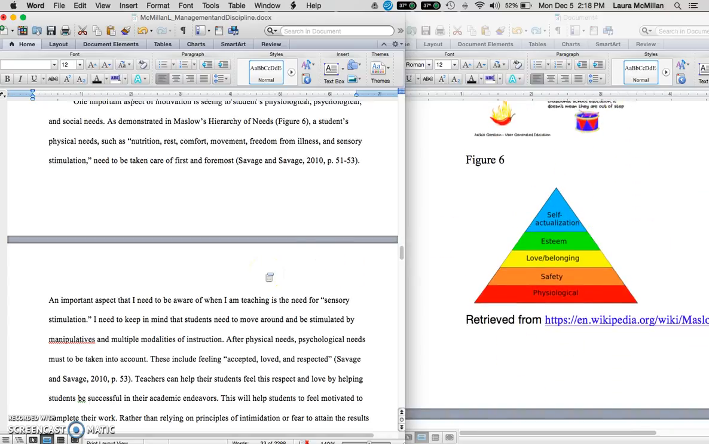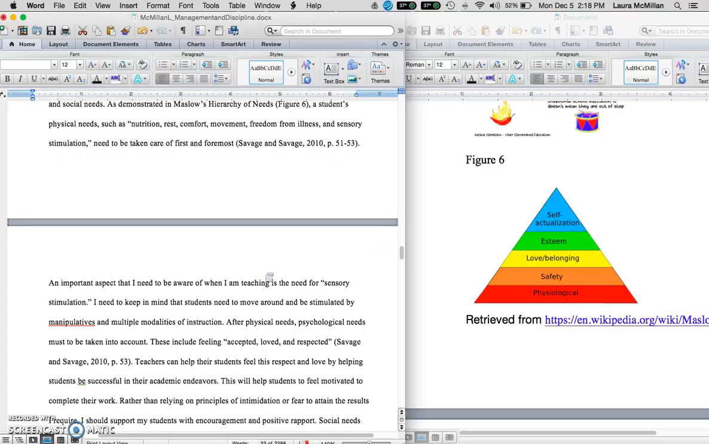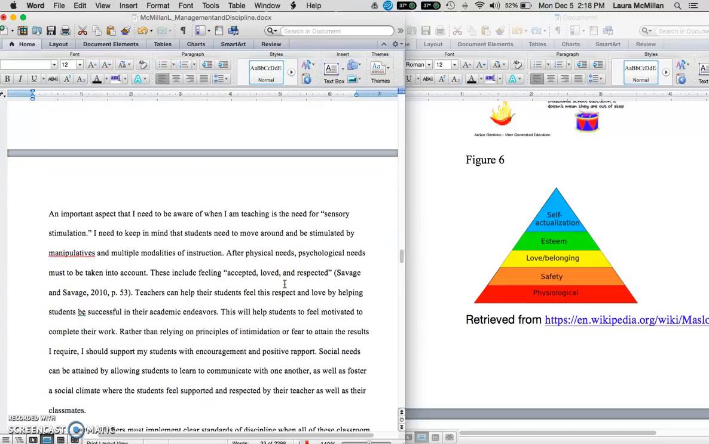As demonstrated in Maslow's hierarchy of needs, a student's physical needs, such as nutrition, rest, comfort, movement, freedom from illness, and sensory stimulation, need to be taken care of first and foremost. An important aspect that I need to be aware of when I'm teaching is the need for sensory stimulation. I need to keep in mind that students need to move around and be stimulated by manipulatives and emotional modalities of instruction. After physical needs, psychological needs must be taken into account.